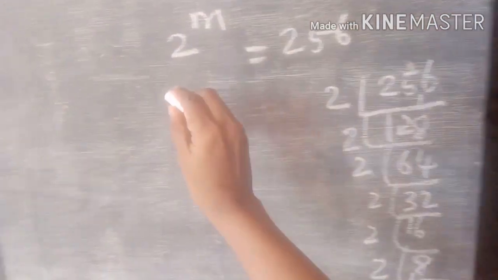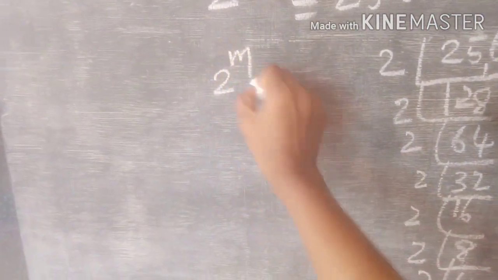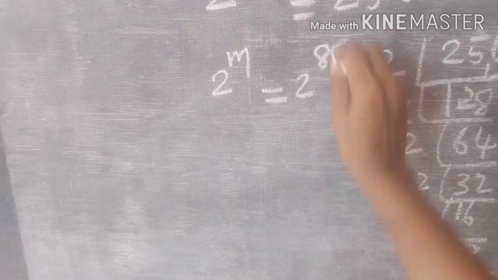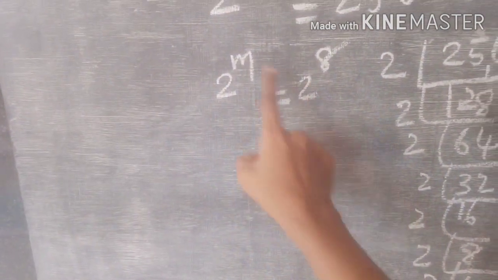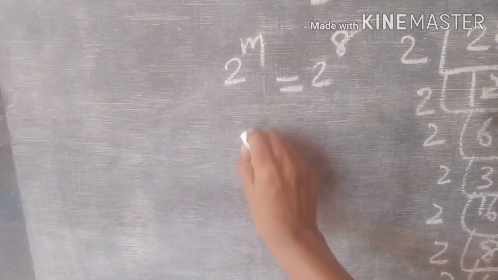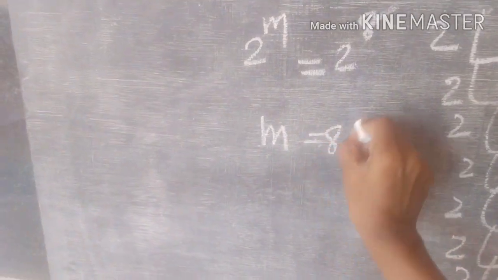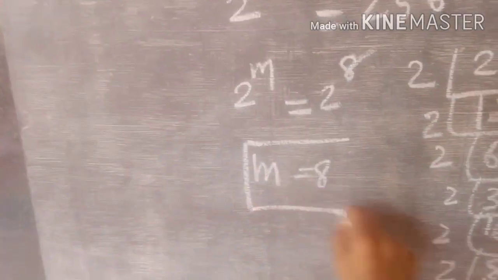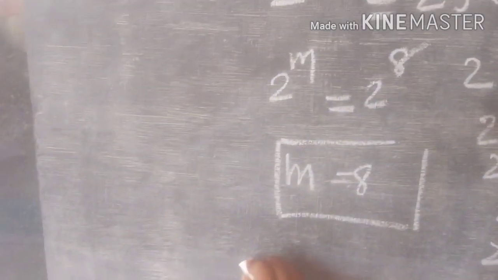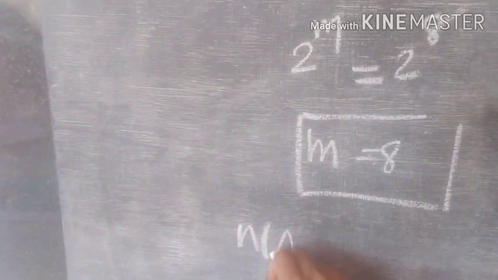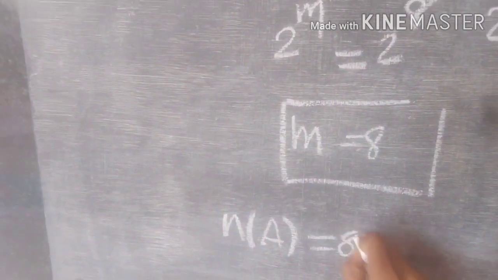So the answer is 2 power m equal to 2 power 8. So base are equal, the powers also equal. So m equal to 8. That means m ஓட வேல்யூ 8 ன்னு கிடச்சிருச்சா? That is n of A equal to 8. That's all.